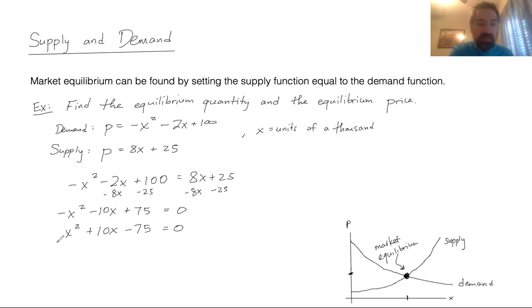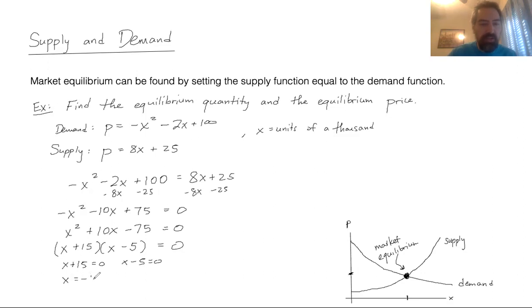Now, can I factor this? Let's play around with this, see if we can figure out the factoring. I know the first term's got to be x times x because these multiplied equal x squared. And the last terms must multiply to equal negative 75 and add to equal 10. Let's try 15 and negative 5. 15 times negative 5 is negative 75. 15 plus negative 5 is a positive 10. That works. So we set each factor equal to 0 and solve for x.